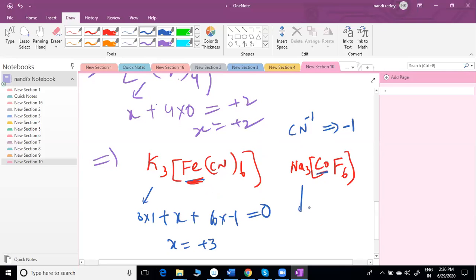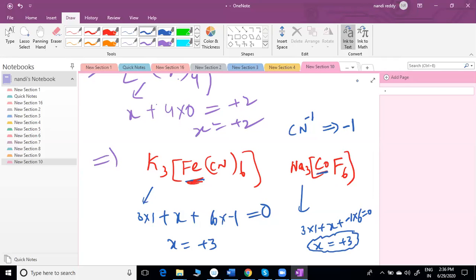Similarly here, sodium 3 into +1, plus cobalt x, plus F is -1, 6 of them, 6 into -1, equal to 0, because F is -1, you know very well. Then x equals +3. Suppose you are still not getting oxidation number calculations, please read the class notes. This is not the first time I am giving it. This is the second time I am teaching how to calculate oxidation number. If you still have doubts, please refer to the class notes.